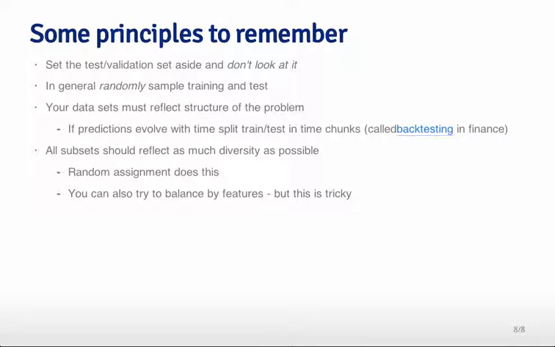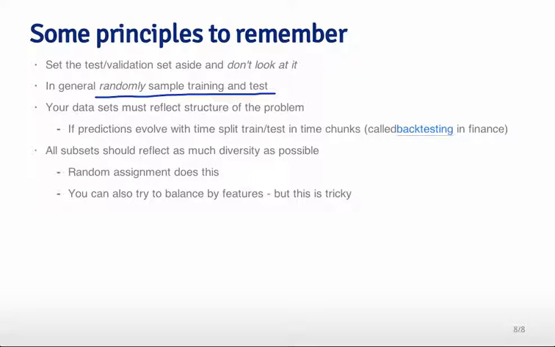Some principles to remember: the test set or the validation set should be set aside and never looked at when building your model. In other words, you need to have one data set which you apply only one model to only one time, and that data set should be completely independent of anything you use to build the prediction model. In general, you want to randomly sample the training and test set, and random might depend on the type of sampling that you want to do.